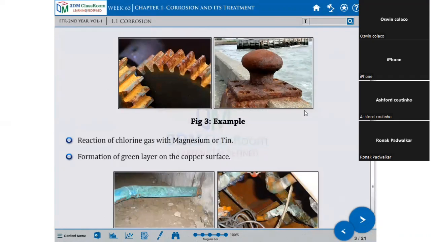The reaction of chlorine gas with magnesium or tin. So there is some reaction of the chlorine gas with the magnesium or tin. Formation of a green layer on the copper pipe. So the green layer on the copper pipe is like a rusty action. Scale forms.